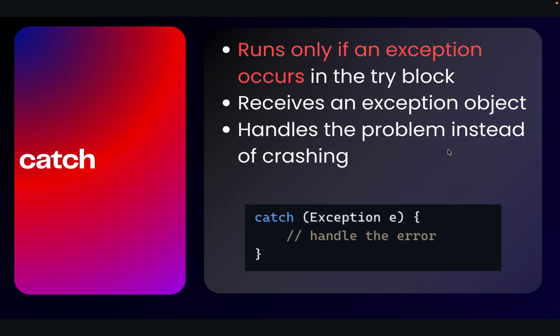Now, your catch is only going to run if that specified exception occurs in the try block. So it's basically going to receive that exception object and it's going to handle whatever code you stated inside of that catch instead of just crashing and showing you an error.